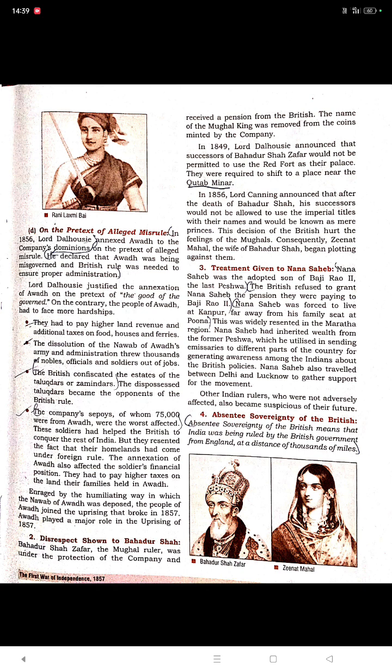Here, it is not minted, it is printed. The name of the Mughal king was removed from the coin. It means the name was on the coin, and they removed that name. In 1849, Lord Dalhousie announced that the successors of Bahadur Shah Zafar would not be permitted to use the Red Fort as their palace. They were required to shift to a place near the Qutb Minar.